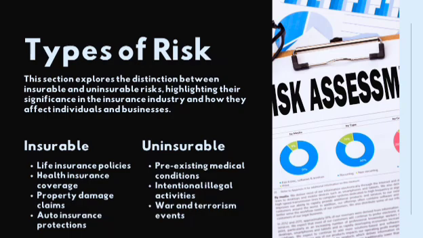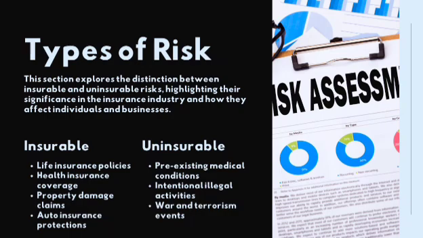Number two, no chance of profit or gain. Number three, most insurable risks are pure risk. Examples include premature death, accident, and property damage. Next one, under types of risk, we have particular risk.